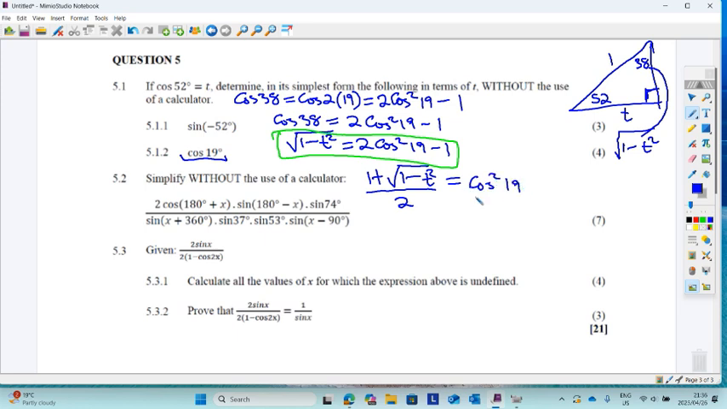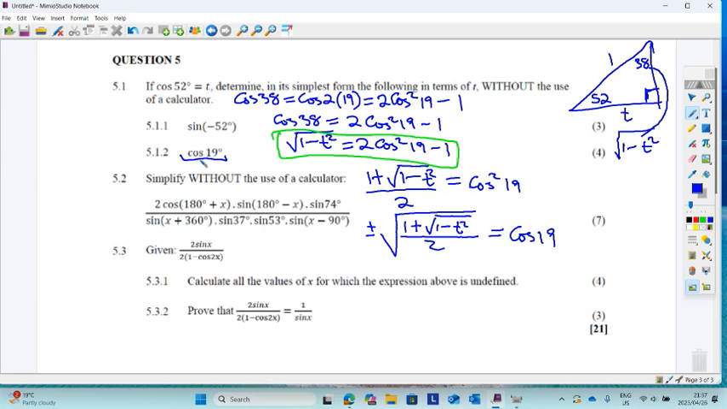19 squared, but what we want is cos 19 only. So we bring square roots to both sides, and when you bring square roots to both sides, remember to put plus or minus, and it's over 2. This whole thing is over 2. 1 plus the square root of 1 minus t squared. It is all under the square root, and that is equal to cos 19.